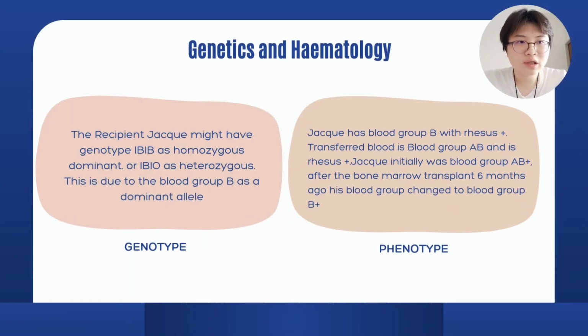I'll be talking about the genetics and hematology. For the genotype, the recipient Jack might have genotype IBIB as homozygous dominant or IBIO as heterozygous. This is due to blood group B being the dominant allele. For the phenotype, Jack has blood group B with rhesus positive. Transplant blood is blood group AB and is rhesus positive. Jack initially was blood group AB+. After the bone marrow transplant 6 months ago, his blood group changed to blood group B+.